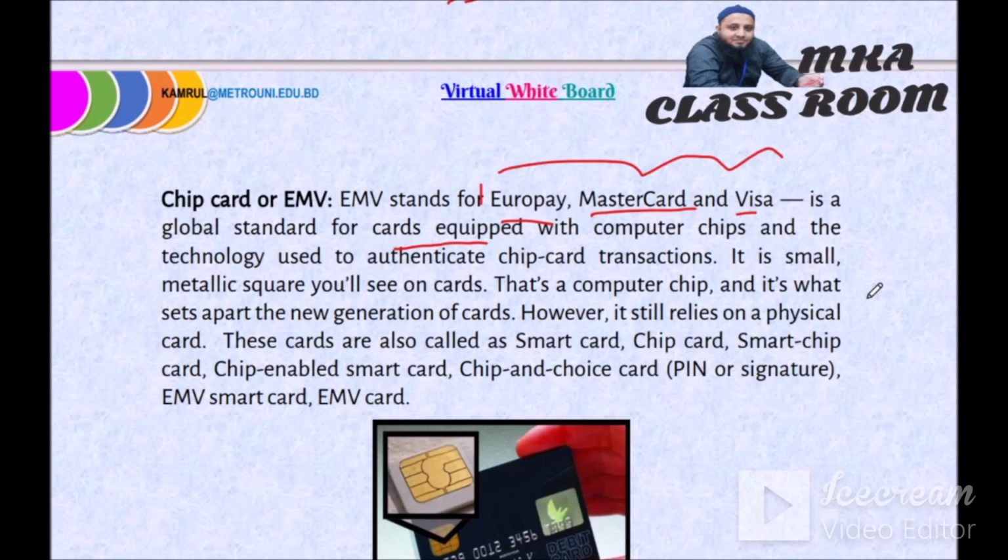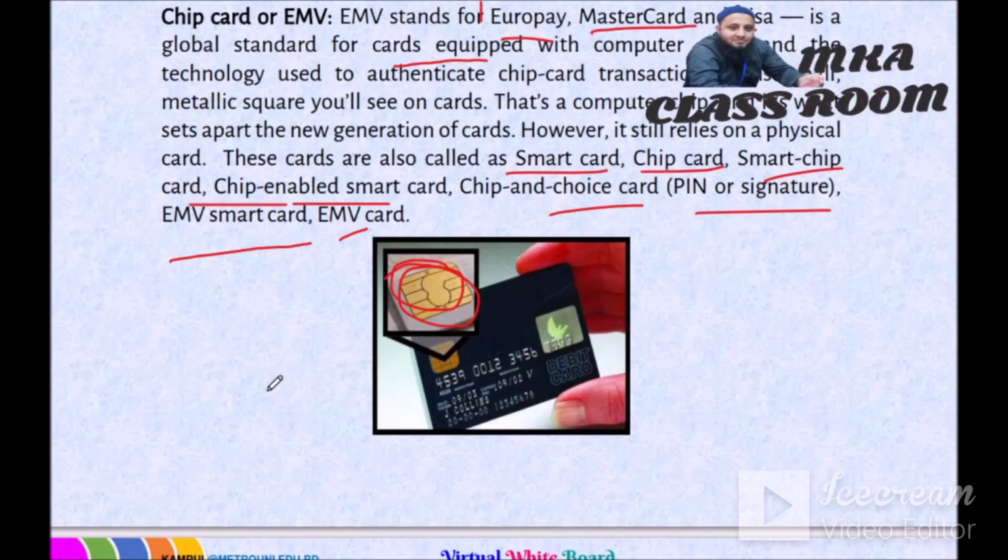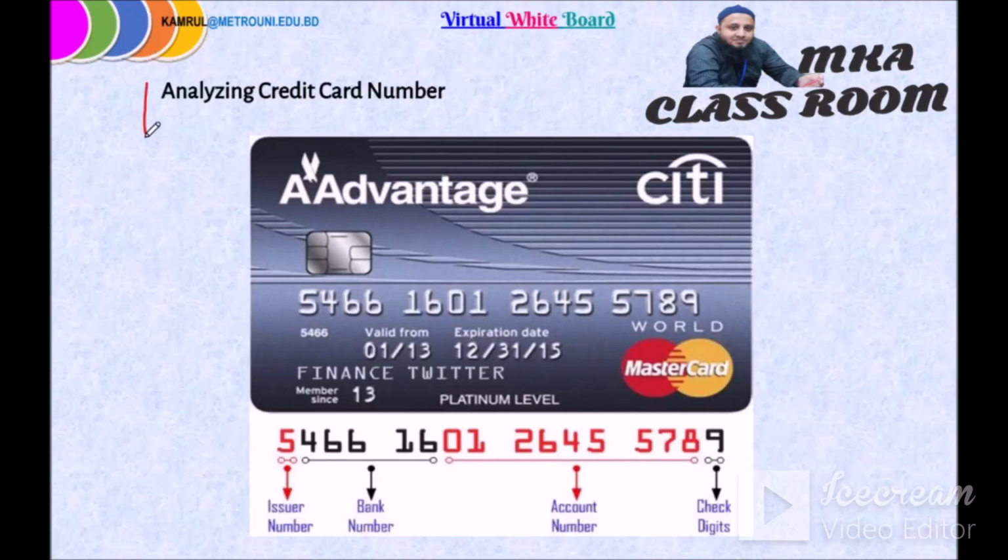So the credit card or debit card you see here has a chip. The chip is called EMV, which stores all your information like a smart national ID card. EMV stands for Europay, MasterCard and Visa. Now we will see analyzing our card number. Each credit card or debit card has a number. Obviously this number has a meaning.